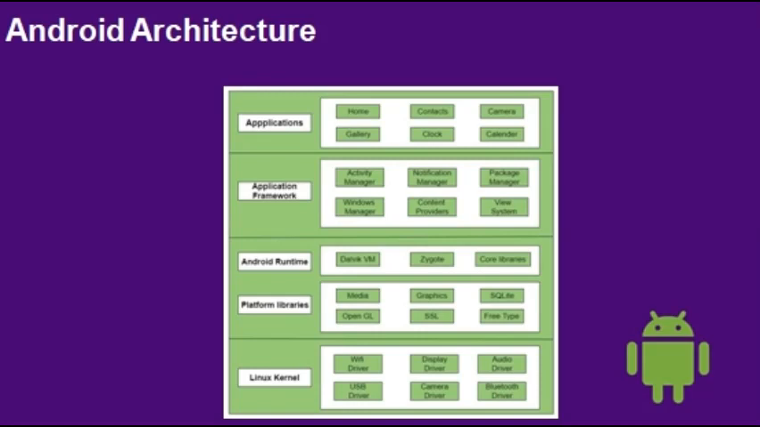Now let's look at the platform libraries. We can say it is platform libraries or native C or C++ libraries. These are like the core libraries present in the operating system. There are different types of libraries, as you can see. If we talk about the database library, that is SQLite. SQLite manages the databases.